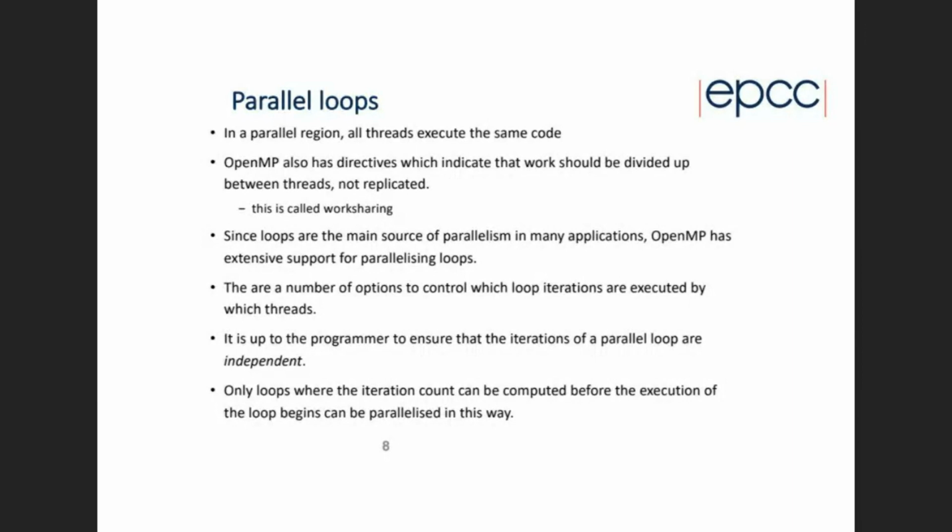However, it's important to realize that it is up to us as programmers to ensure that the iterations of a parallel loop are independent. OpenMP does not automatically attempt to check that. If the iterations of your loop are not in fact independent, you just end up with a race condition, and OpenMP will do nothing to alert you to the fact that you've done something wrong.